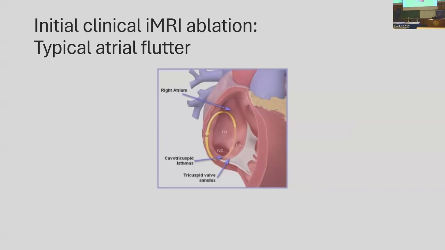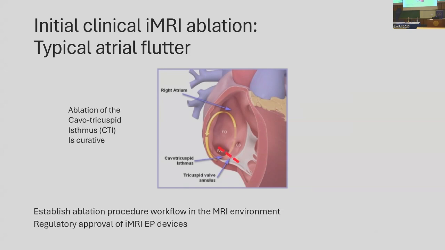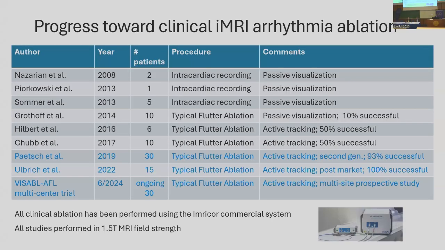So the initial clinical interventional ablation procedures have been for this rhythm, typical atrial flutter, which is a fairly simple reentrant arrhythmia that's confined to the right atrium. And the treatment of this arrhythmia involves ablating between the tricuspid annulus and the inferior vena cava. Typically, this is a curative procedure, even using current ablation techniques. However, it's been used to establish the procedure workflow in the MR environment and for regulatory approval purposes.